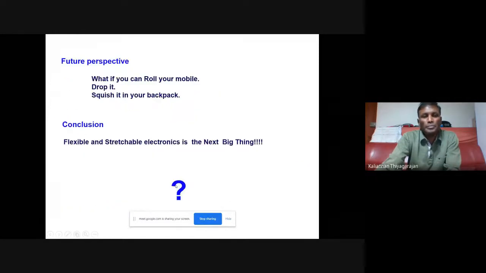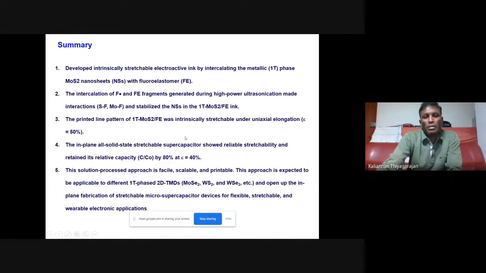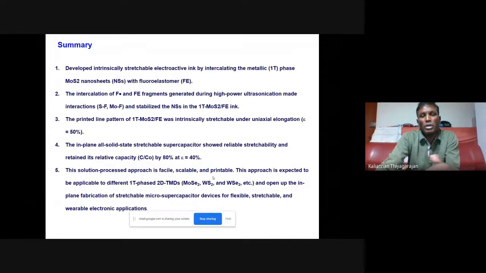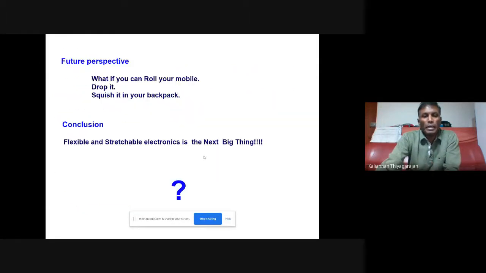We can utilize it for other materials, like other 2D materials also. I am thinking that we have to choose the polymer based on that material's property. Then we can develop this generalized technique for a few more materials also. It's a future perspective.